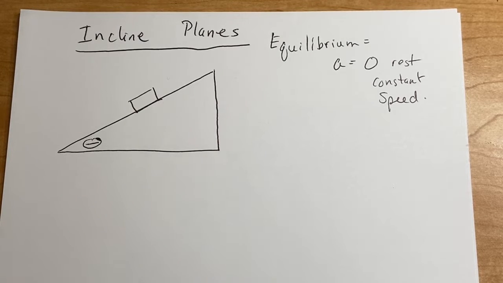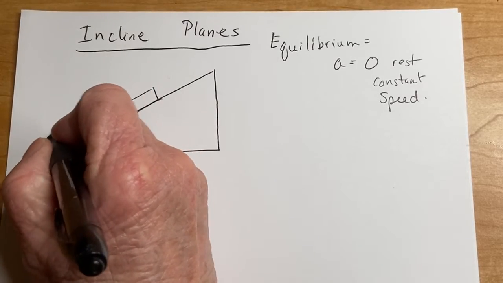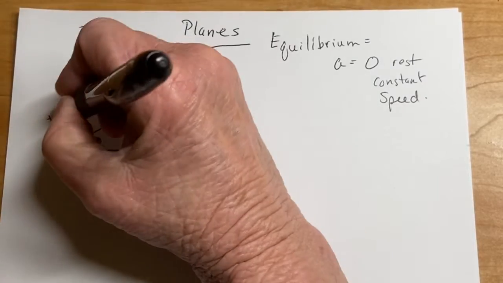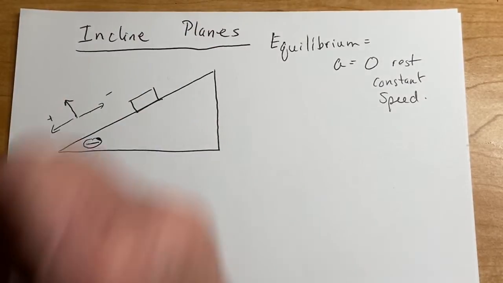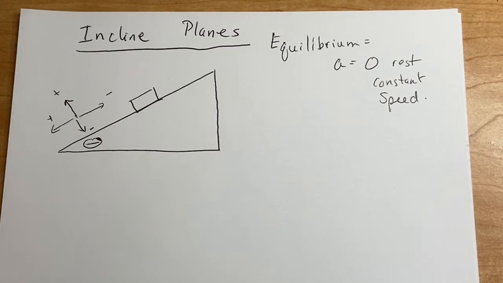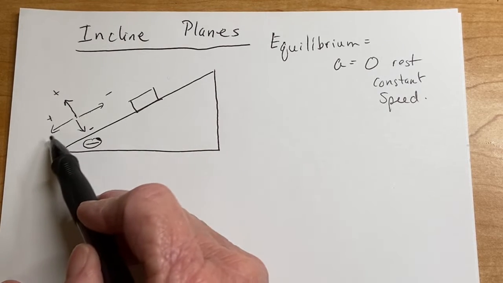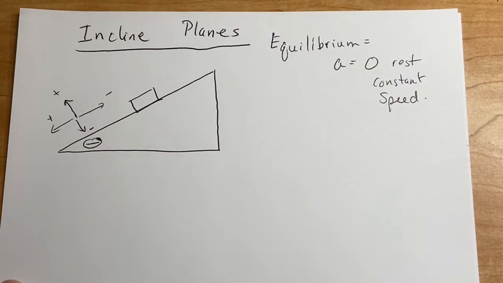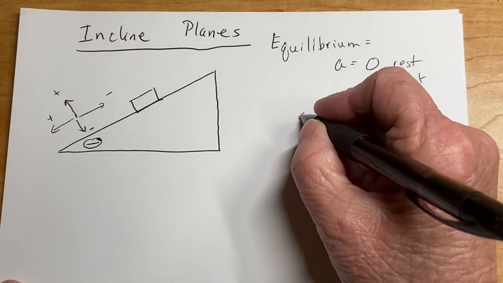Okay, we have to set directions. Generally we think things go down an inclined plane. So we're going to say down the inclined plane is positive, up the inclined plane is negative, perpendicular going up into the air is positive, and going down is negative. So it's kind of like X and Y, but instead of doing X and Y, we're going to call anything in this direction parallel, anything in this direction perpendicular.